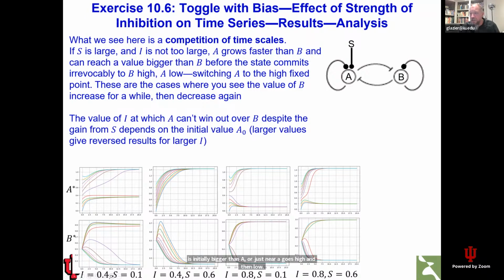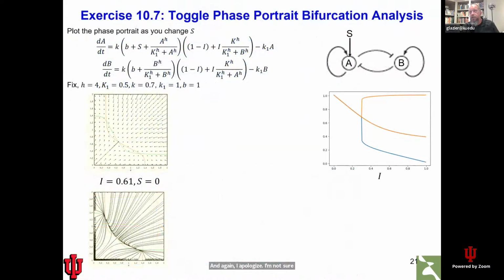But what's interesting to me is this one where S is 0.6, and you see B shoots up here. It looks like B is going to win, but then A crosses the threshold, and even though B has gotten up to 0.7, 0.8, A is still able to outcompete it and knock B to a low value. And so that's the one where you see that the time scales matter. And again, I apologize, I'm not sure why we're getting different results.